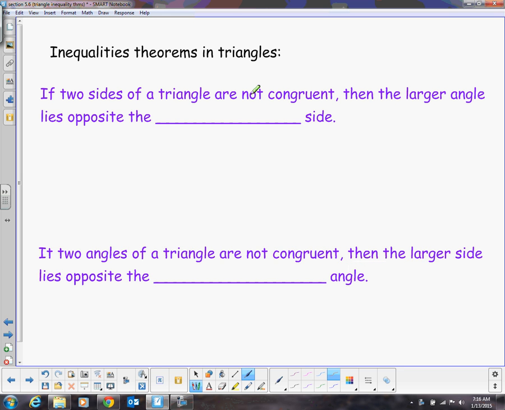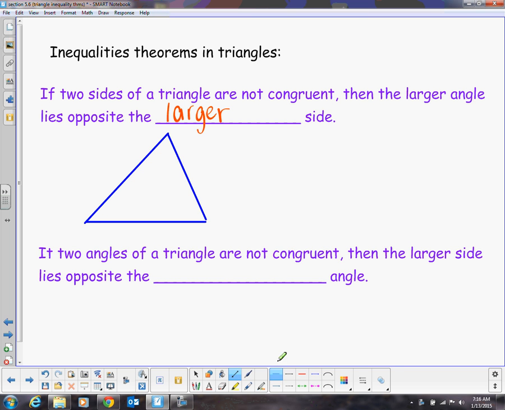All right. If two sides of a triangle are not congruent, then the larger angle lies opposite the larger side. So let's say we have 10, 9, 8. Now I will purposely not draw these to scale. So if you look at the picture and say, oh, that segment looks smaller, then you're going to get it wrong. I will purposely do it wrong, not to scale.